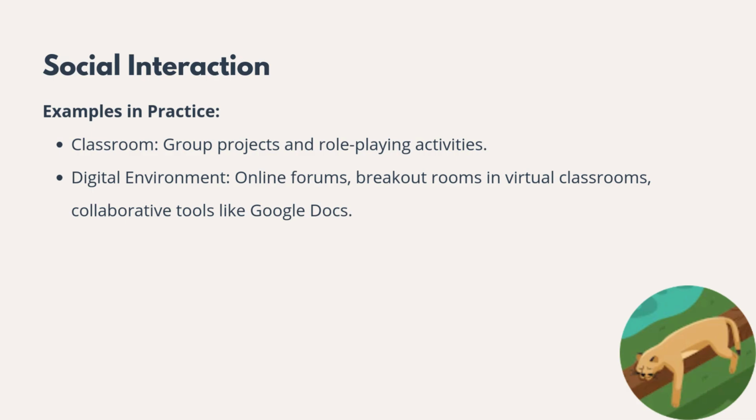In digital environments, technology has also opened new avenues for social interaction. Online forums, for instance, allow learners to ask questions and exchange ideas in real time or asynchronously. Virtual classroom breakout rooms create smaller discussion groups where participants can collaborate more closely. Finally, collaborative tools like Google Docs enable multiple users to work on a single document simultaneously, fostering teamwork even in remote settings. These examples demonstrate how social interaction can be adapted to both traditional and modern learning environments, making it a versatile and impactful strategy.